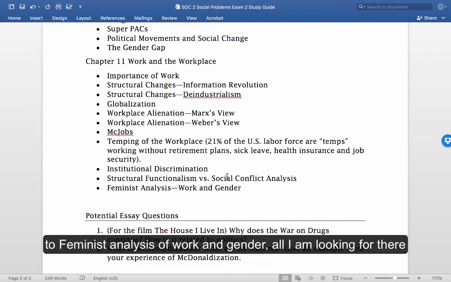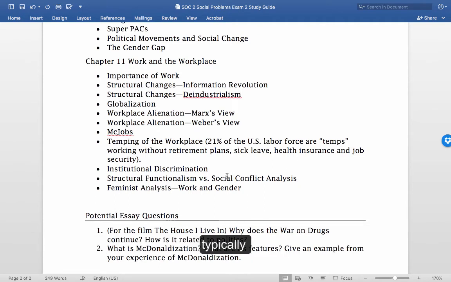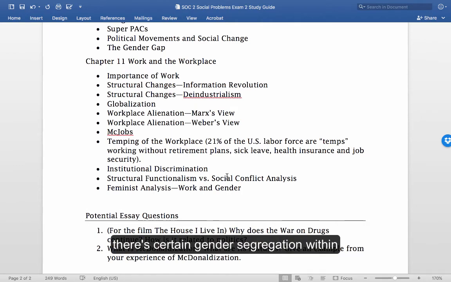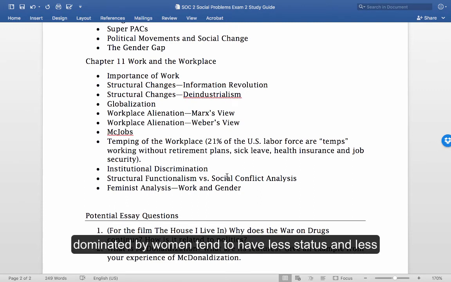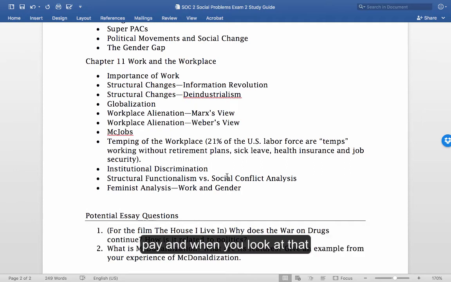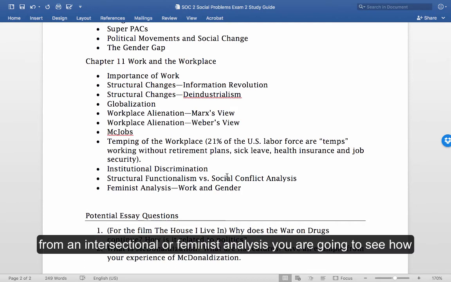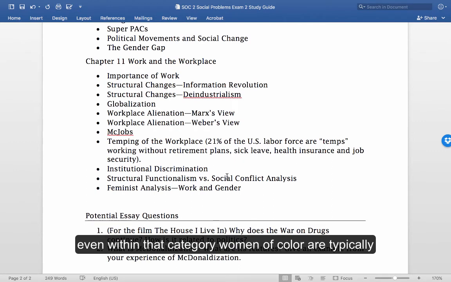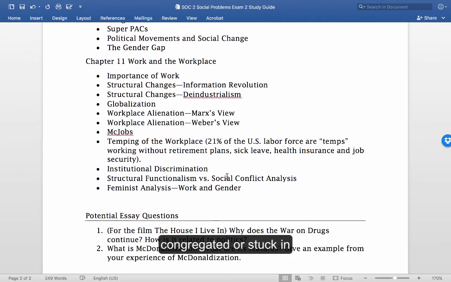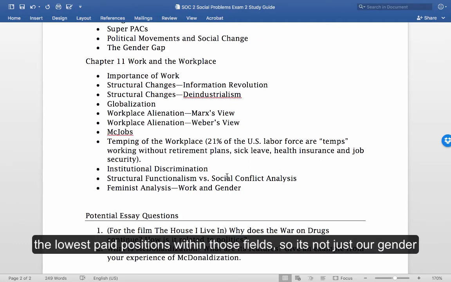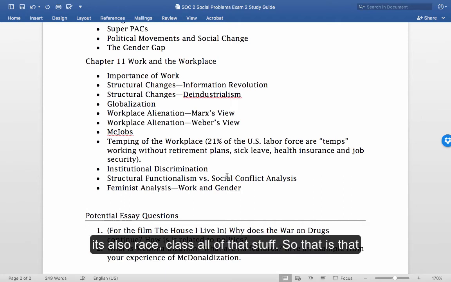When it comes to feminist analysis of work and gender, all I'm looking for there is just that, typically, there's certain gender segregation within the labor market that means that jobs that are dominated by women tend to have less status and less pay. And when you look at that from an intersectional or feminist analysis, you're going to see how even within that category, women of color are typically congregated or are stuck in the lowest paid positions within those fields. So it's not just our gender, it's also race, class, all of that stuff.